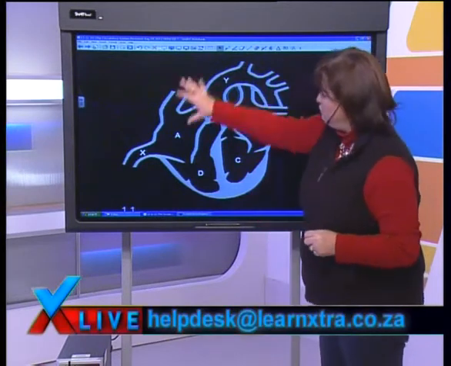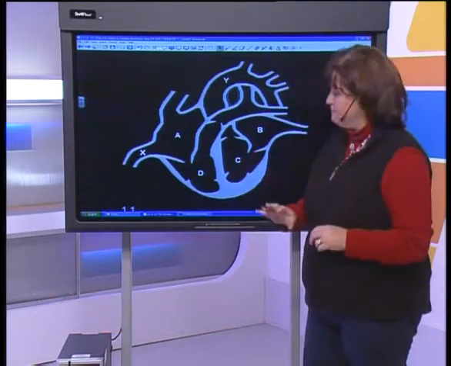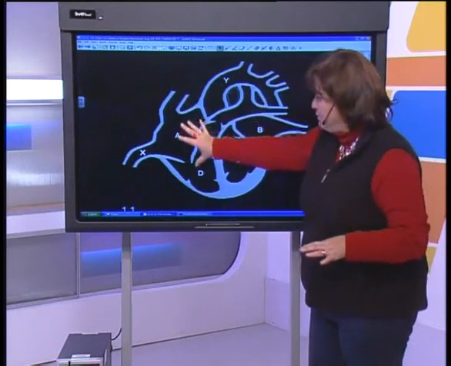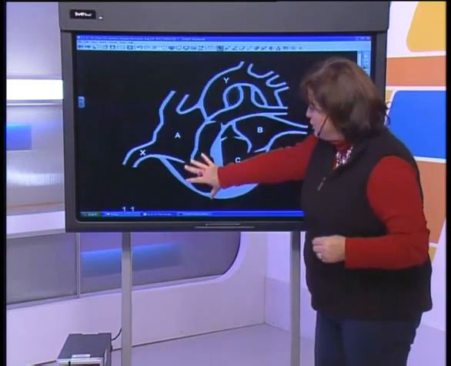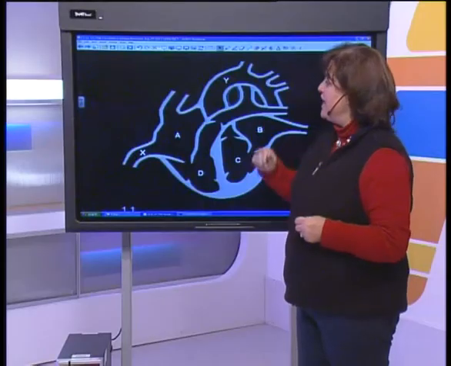All right, so if we look here at the heart, already what you should be concentrating on, if you look at the labels, we can see A and B are the atria, the top chambers of the heart, the atrium. If we look at C and D, we're looking at the bottom chambers. They are the ventricles. Then remember, the heart brings in oxygenated blood and deoxygenated blood, and it needs to pump it out again.